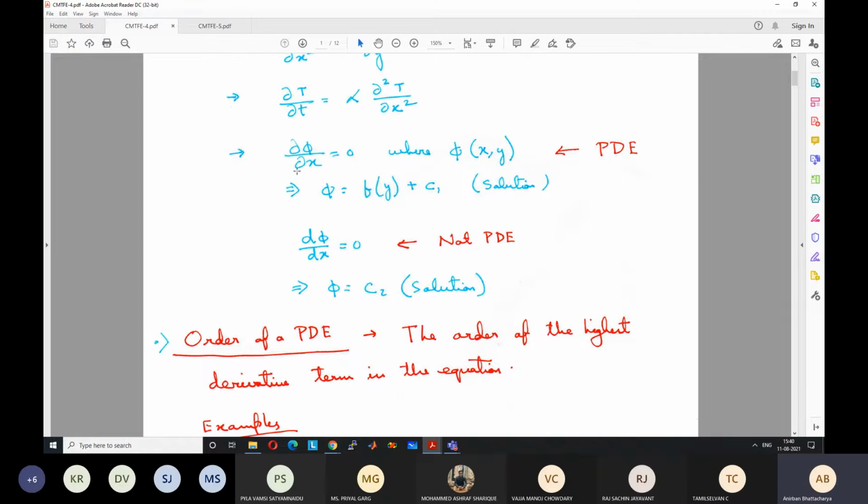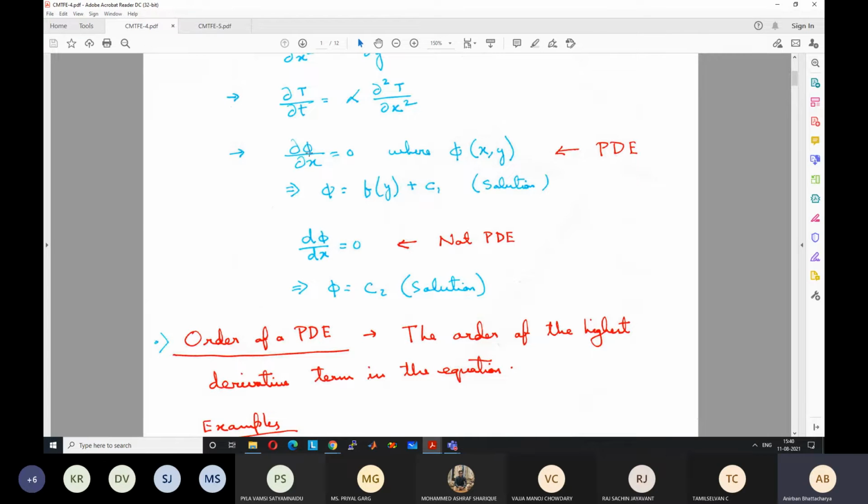Another example, ∂φ/∂x equal to 0, where φ is a function of x and y, where x and y are independent variables. So if φ is a function of x and y and ∂φ/∂x equal to 0, at least one partial derivative of φ is there, and it's a function of more than one independent variable, so it's a PDE. When we integrate this PDE, we will get a solution of this form.